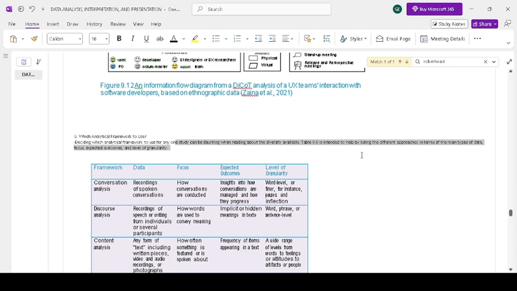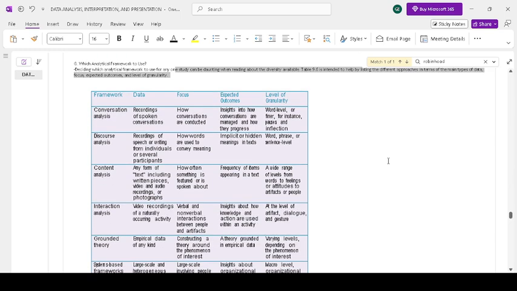Table 9.6 is intended to help by listing the different approaches in terms of main types of data, focus, expected outcomes, and level of granularity. Conversation analysis is for recordings of spoken conversations, how conversations are conducted. This is the most granular, word level or finer, for instance, pauses and inflection. It gives insights into how conversations are managed and how they progress.